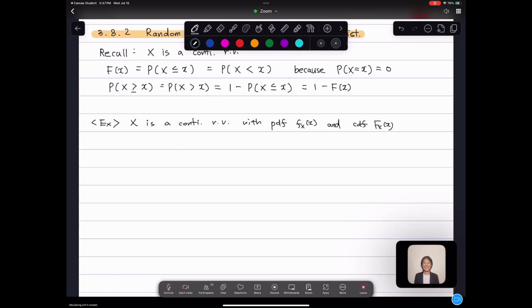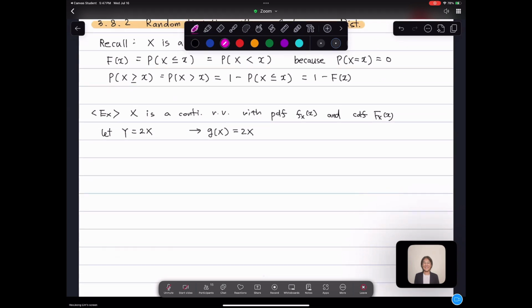I'd like to know, let y be a function of this x, which is, let's say, 2 times x. So in this case, I'm interested in a function g of x being 2 times x. So we're interested in a distribution of this g of x. And I just want to mention this is an increasing function.